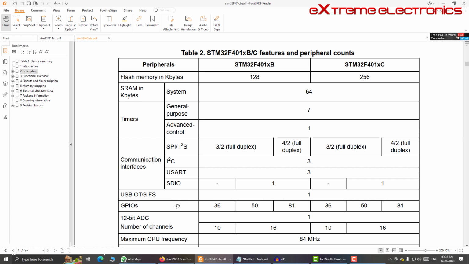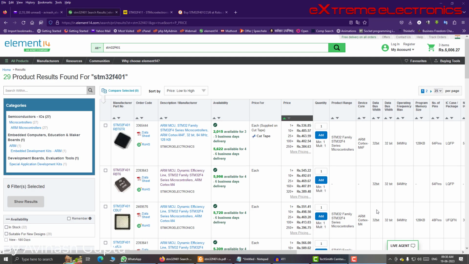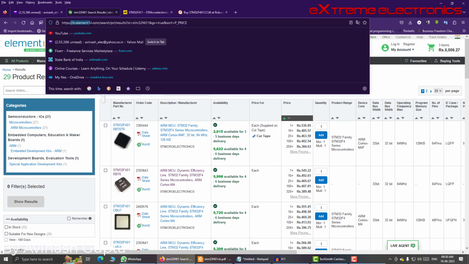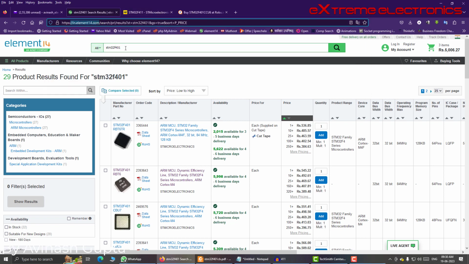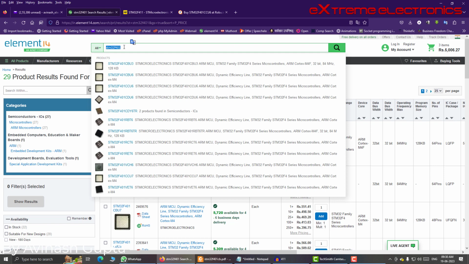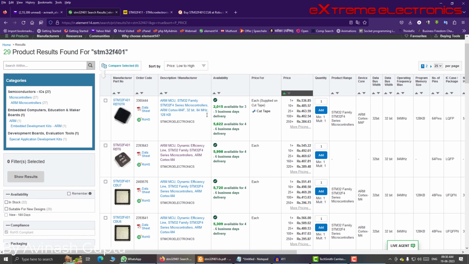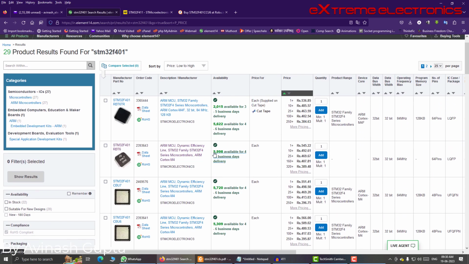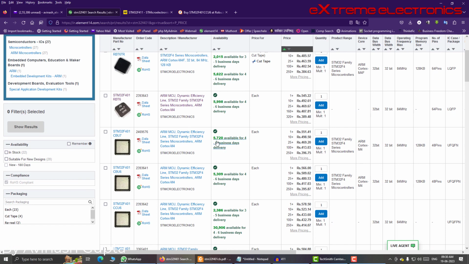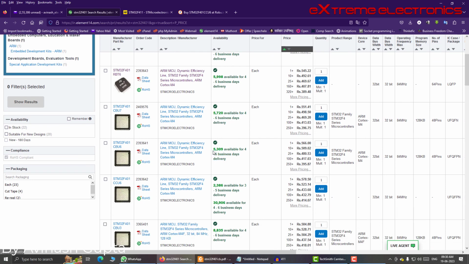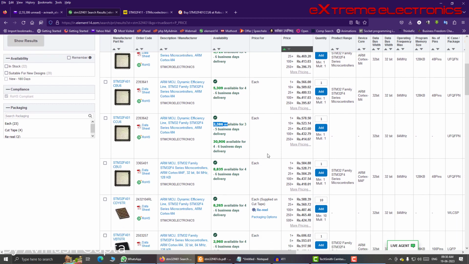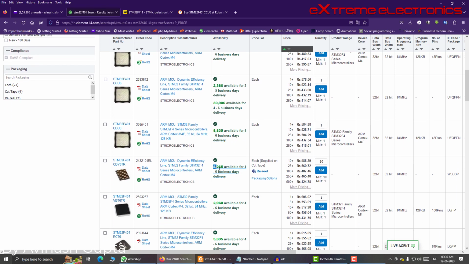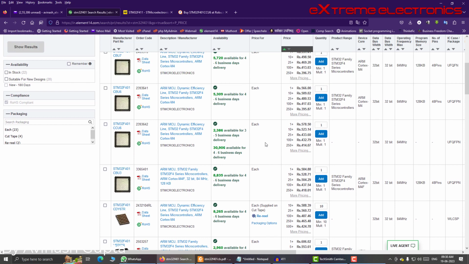Now let us have a look at the price and availability of this chip. Here I am on in.element14.com and I have searched for this STM32F401, and here I am able to find all the variants of this chip. We can also see that the availability is very good. For example, this chip has an available stock of about 6,000 units, and this one also about 6,000 units. More than 5,000 units, more than 2,000 units, more than 8,000 units, near about 9,000 units. So the availability is very good, and the price is also very decent.